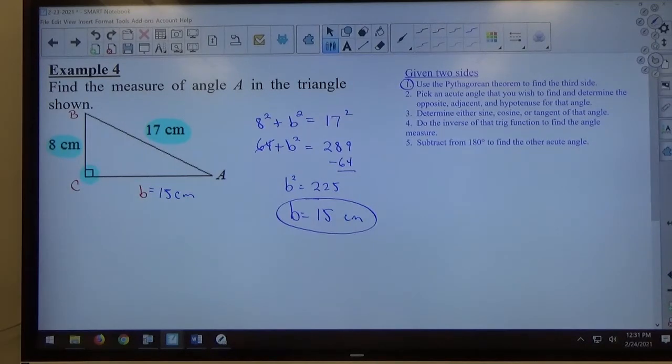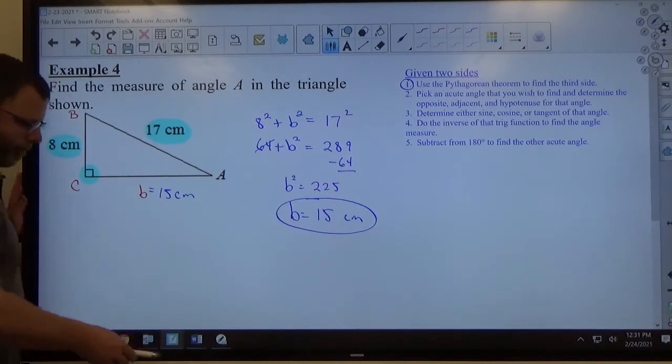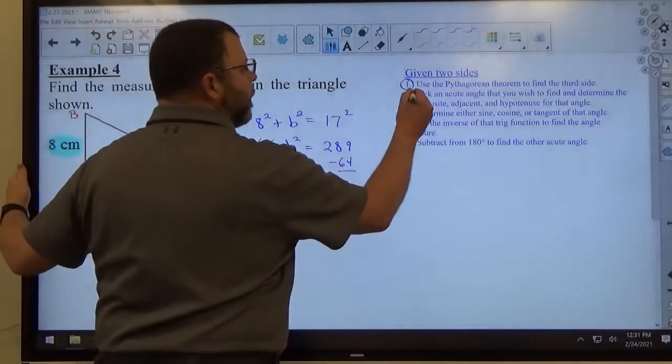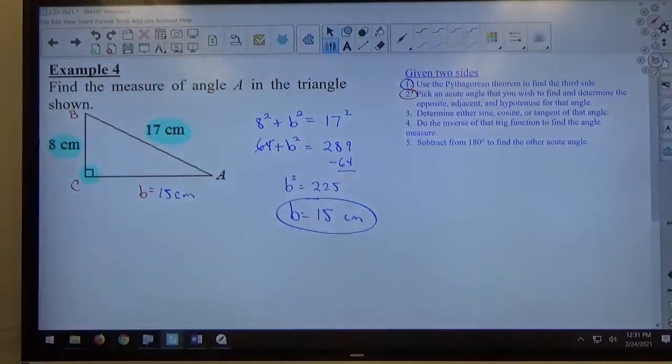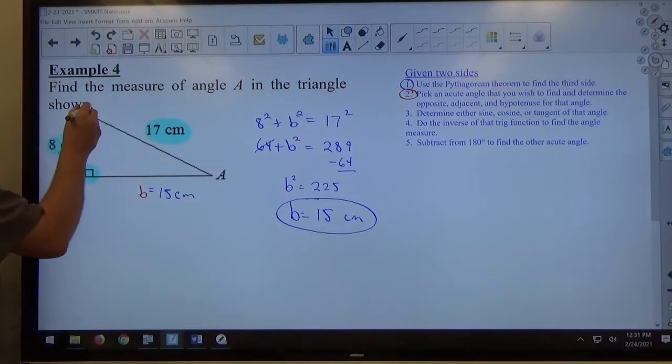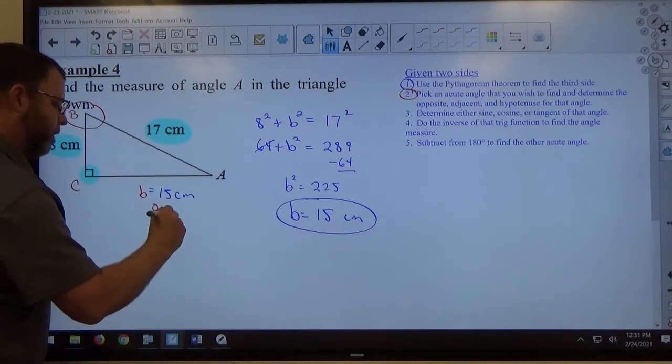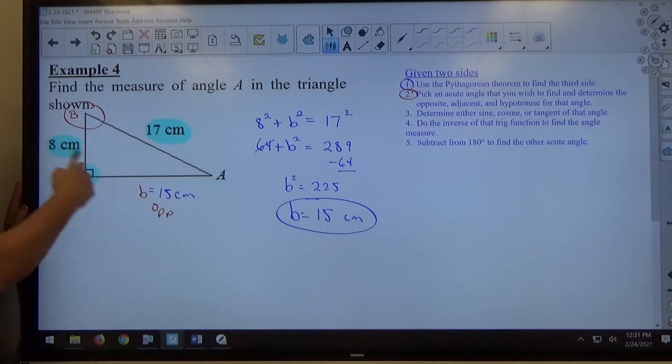That happens sometimes too. Okay, so at this point, step 2, pick an acute angle you want to know. Let's say I want to find b this time. Suppose I want to find b. Which side is opposite b? B is up here. Where's the opposite? Down here, 15, right? I called it little b also. So b is opposite side b.